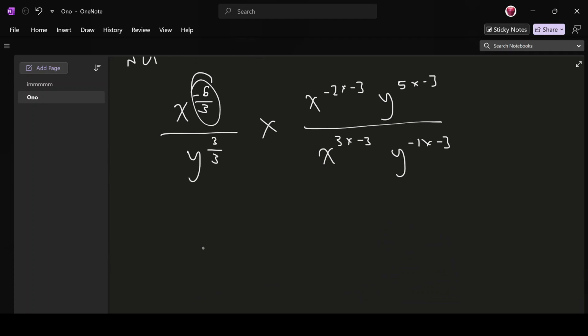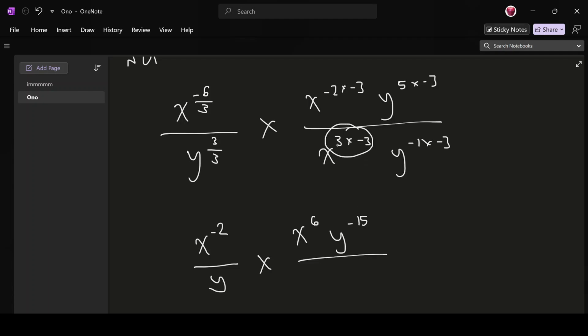Negative 6 over 3, that is negative 2. 3 over 3, that's 1, so I'll just write it as y. Negative 2 times negative 3, negative and negative, so that becomes positive. 2 times 3, that's 6. 5 times negative 3, that's negative 15. Over 3 times negative 3, that's negative 9. Y, negative 1 times negative 3. Negative meets negative, becomes positive.